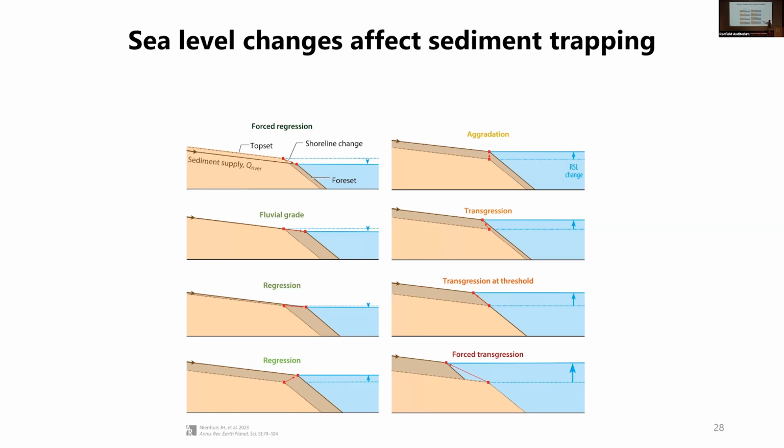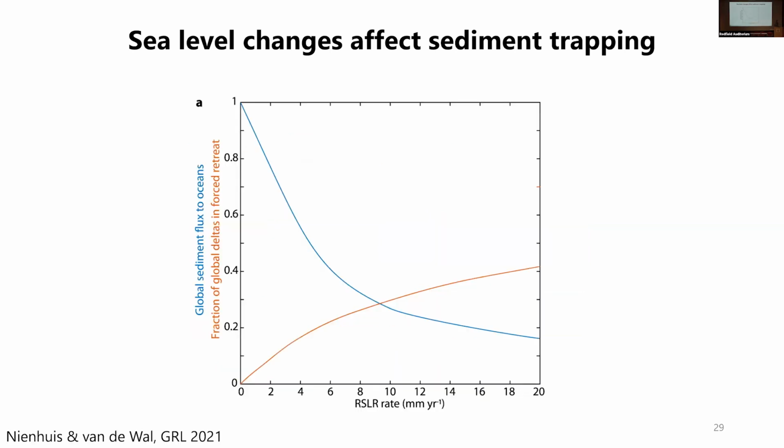And then when sea level doesn't change very much, you get either a situation of fluvial grade or regression, and you trap more and more sediment on your delta plain as you raise your sea level. Into extreme scenarios like forced transgression, where you raise sea levels so much that you really disconnect from the river mouth, and all of the sediment actually is stored on the delta plain, and no sediment makes it out to the river mouth anymore. And this last situation of forced transgression is likely going to be affecting deltas more and more as sea levels rise into the future.